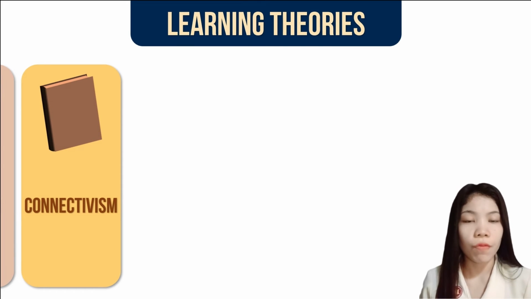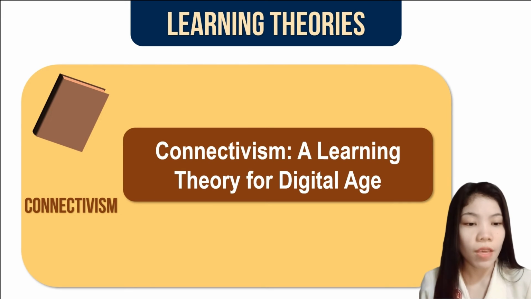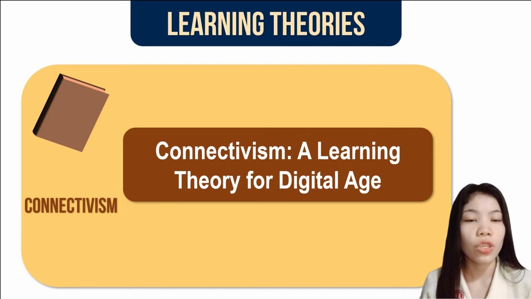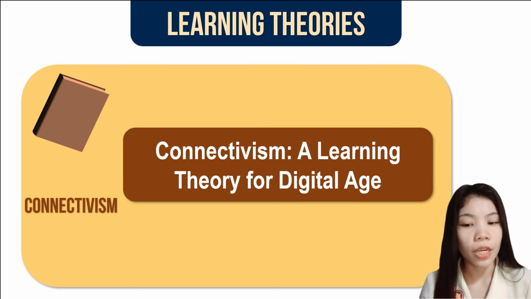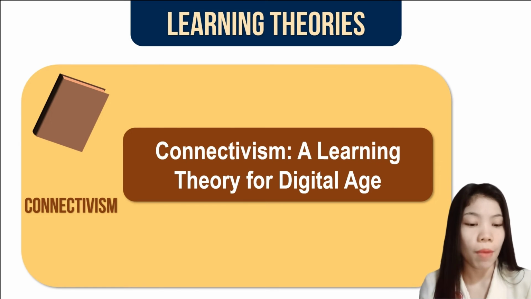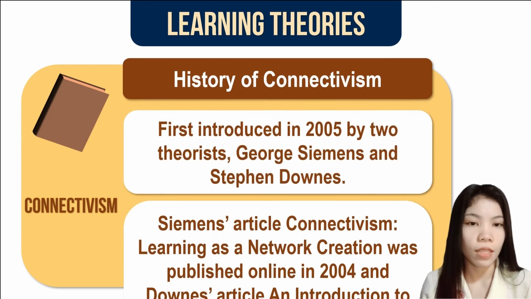Hello and good evening. For the fifth learning theory, it is connectivism. Connectivism is a relatively new learning theory that suggests students should combine thoughts, theories, and general information in a useful manner. So it accepts that technology is a major part of the learning process and that our constant connectedness gives us opportunities to make choices about our learning. So that is connectivism. So let us move on to the history of connectivism.